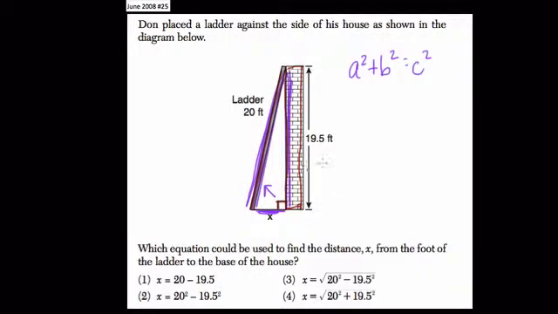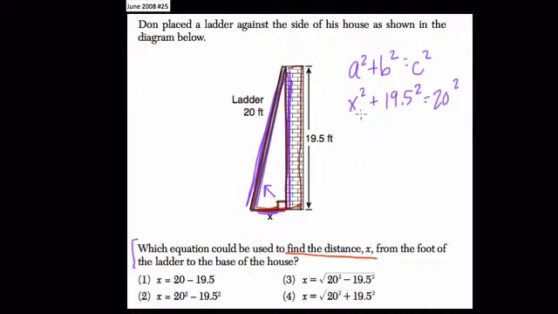So now we can substitute these values into the formula. We have a leg squared, x squared, plus 19.5 squared equals 20 squared. And what are we trying to find? We're trying to find the distance x right here, the distance x from the foot of the ladder to the base of the house. Sorry about that.